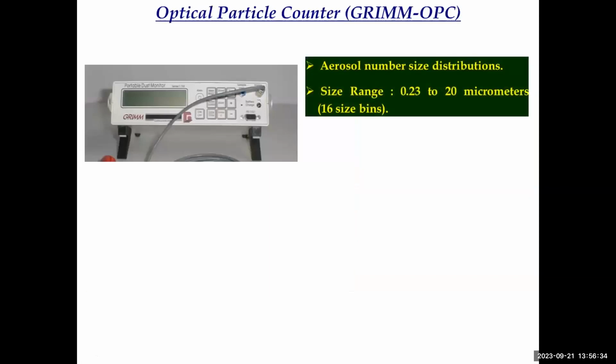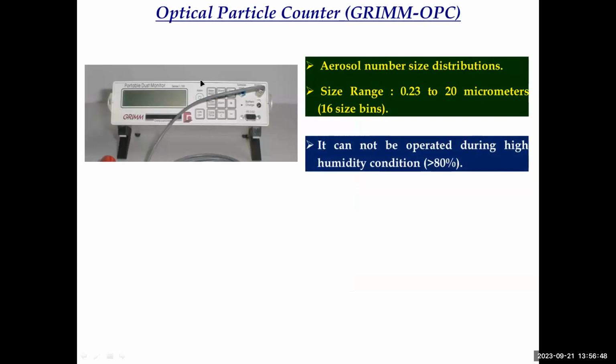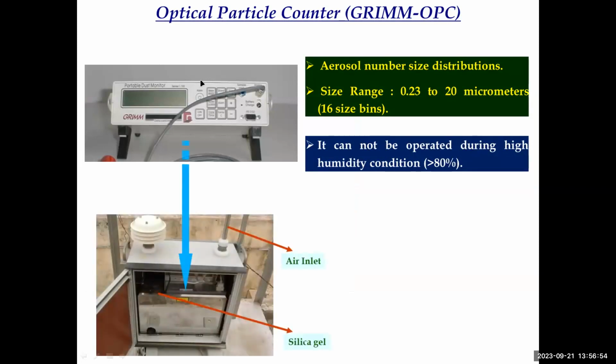Okay, we also have one instrument called the optical particle counter, which measures aerosol number size distribution in 16 different bins, starting from 0.23 to 20 micrometers size. So it has some limitations because it cannot be operated in high humidity conditions. So we usually keep it in a box where all aerosols pass through silica gel to dry the particles.